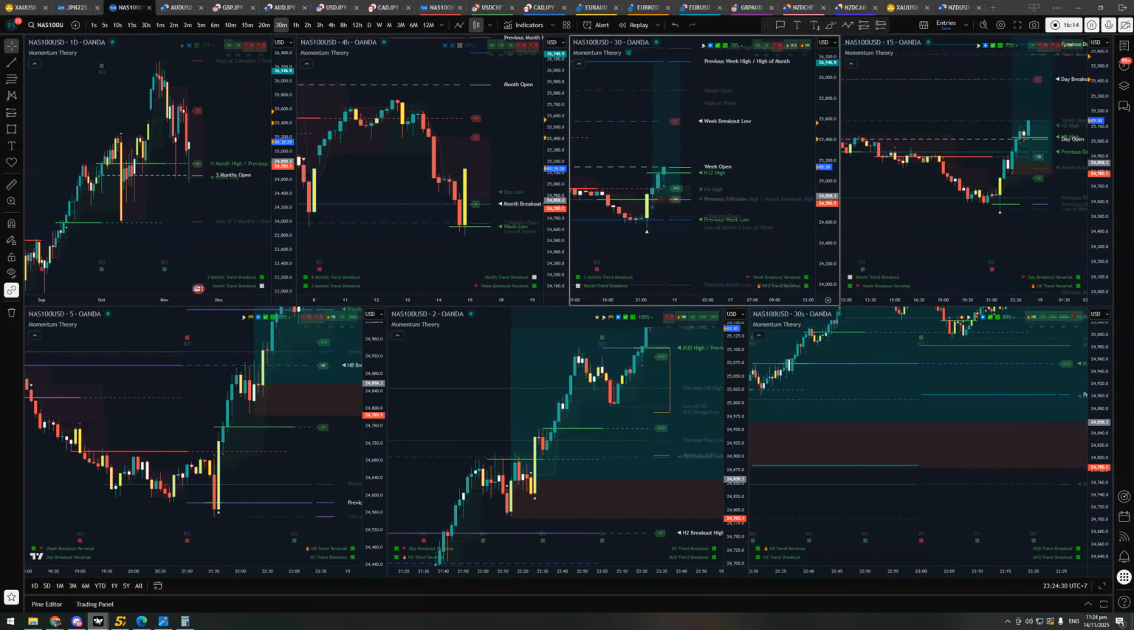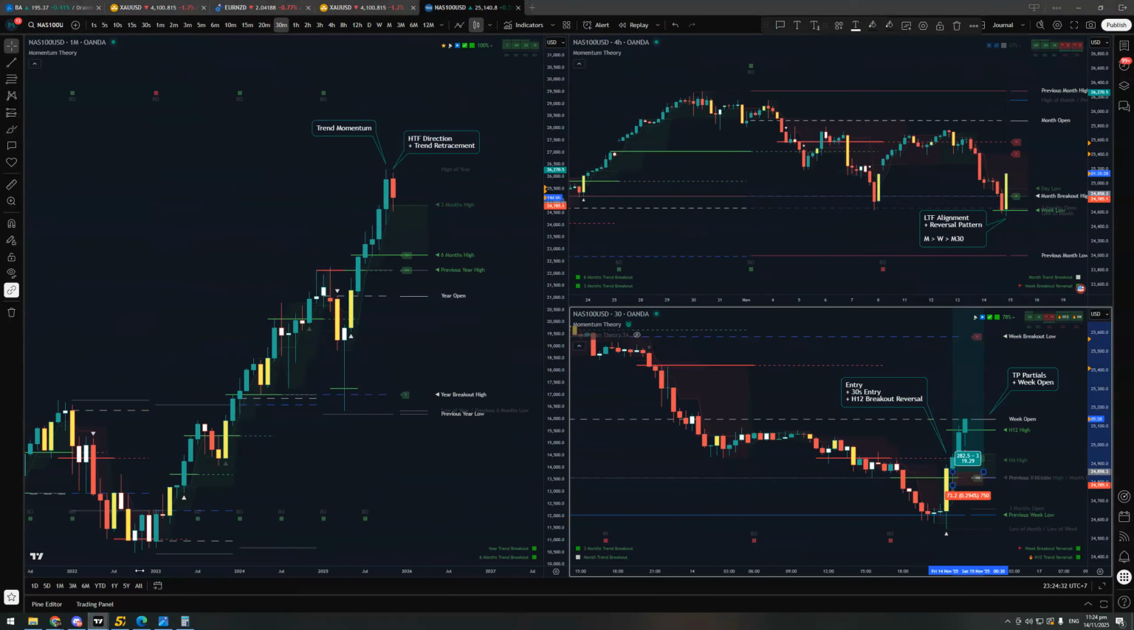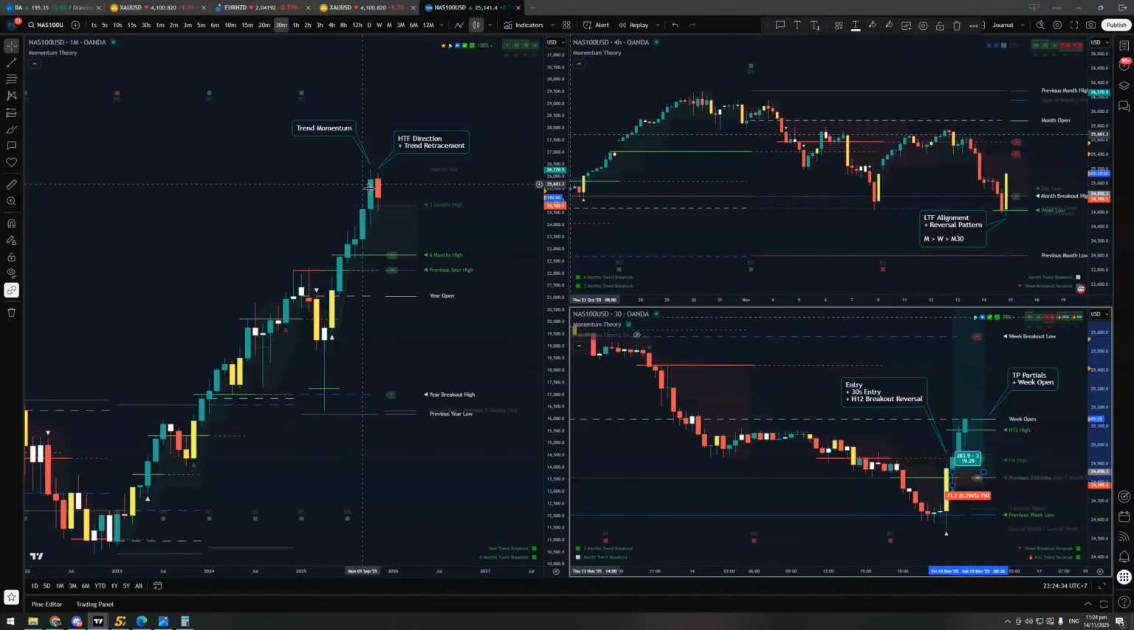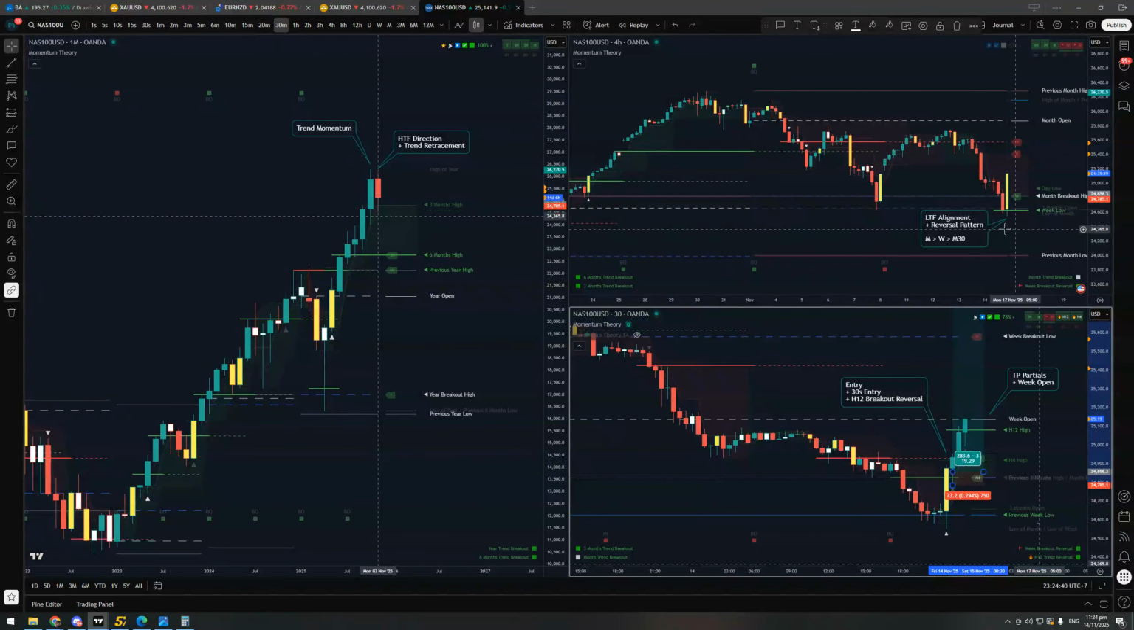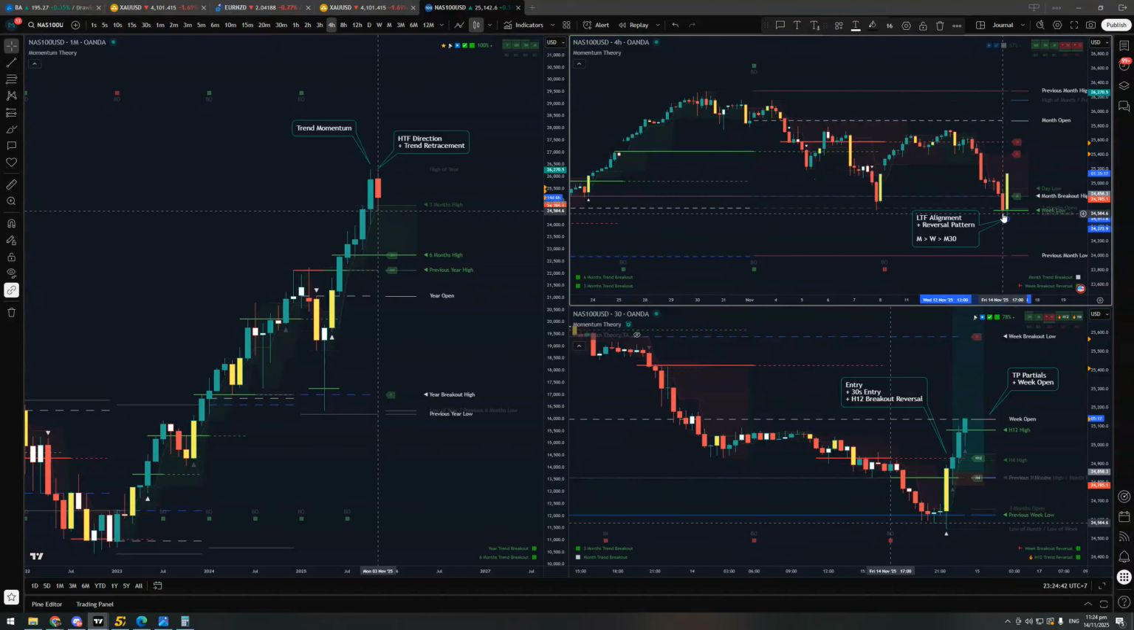So to recap the trade, trend momentum on the monthly. Was looking for a trend retracement setup. Price came down, triggered that previous week low. That's a trend retracement setup. And once it triggered that, I dropped down from the month week down to the M30.